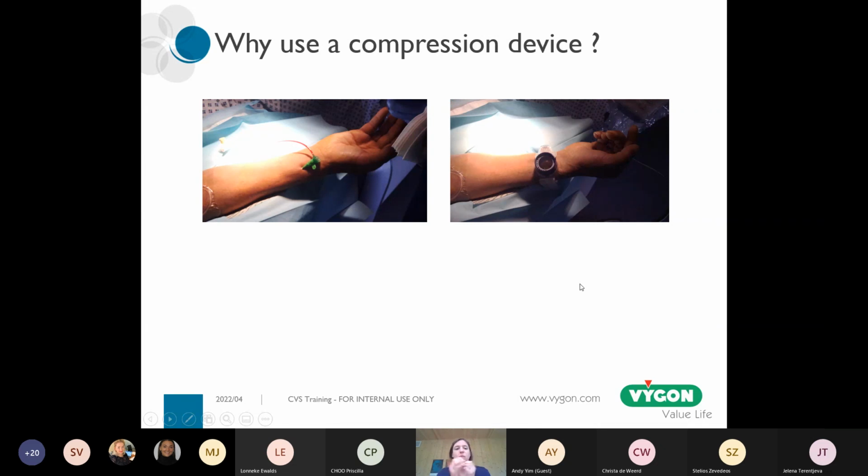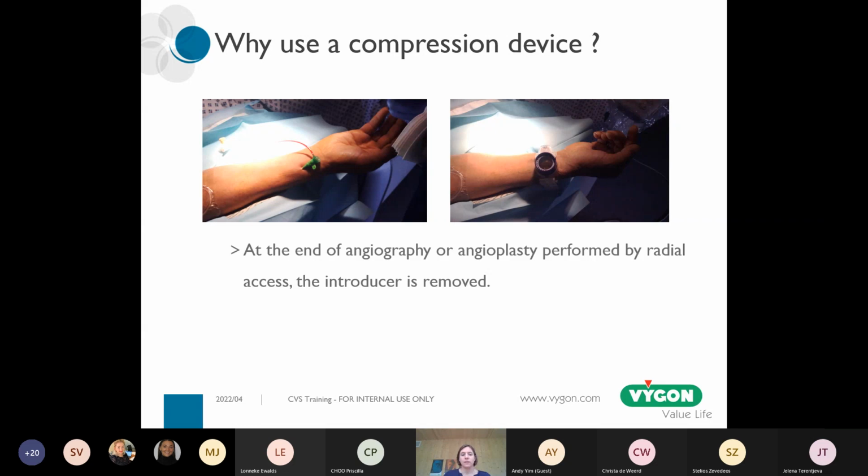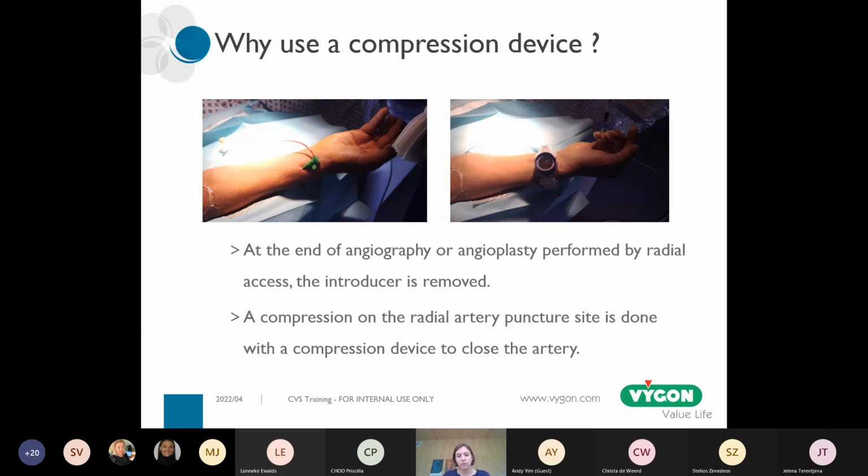So you can ask, why use a compression device? The compression device is used at the end of the angiography or the angioplasty performed by radial access. You will have to remove the introducer, okay? So you need to compress the radial artery at the puncture site with the device to close the artery.